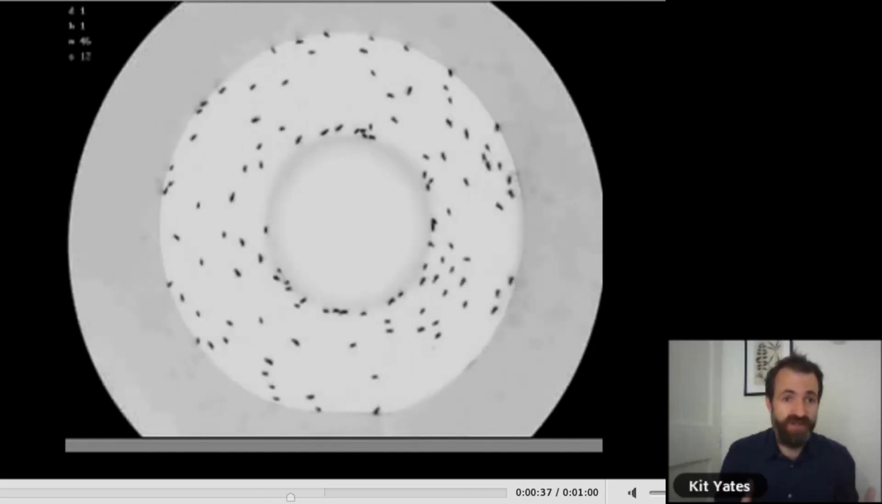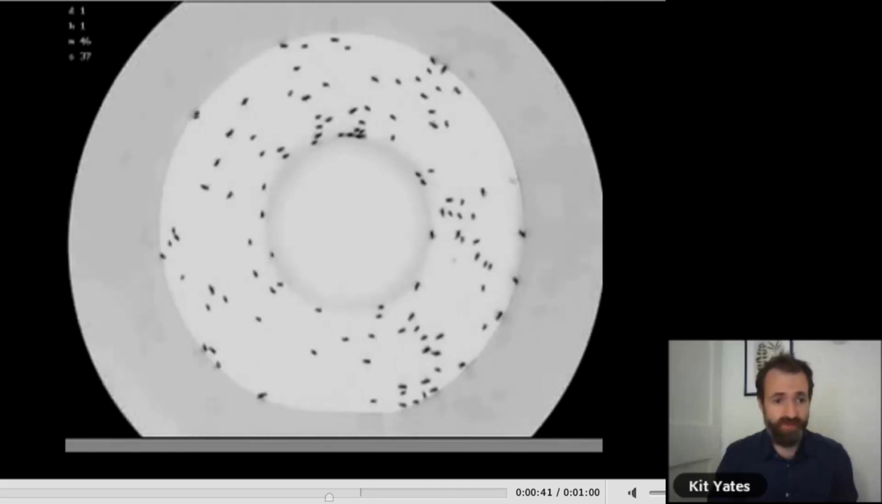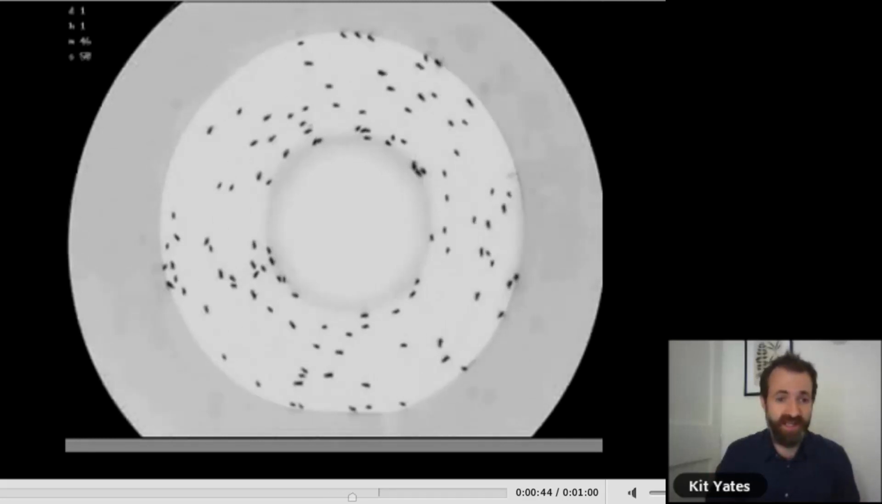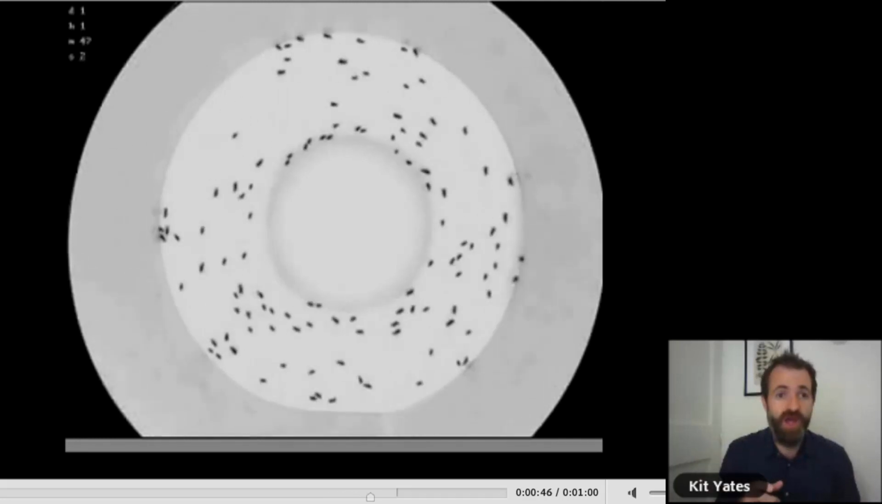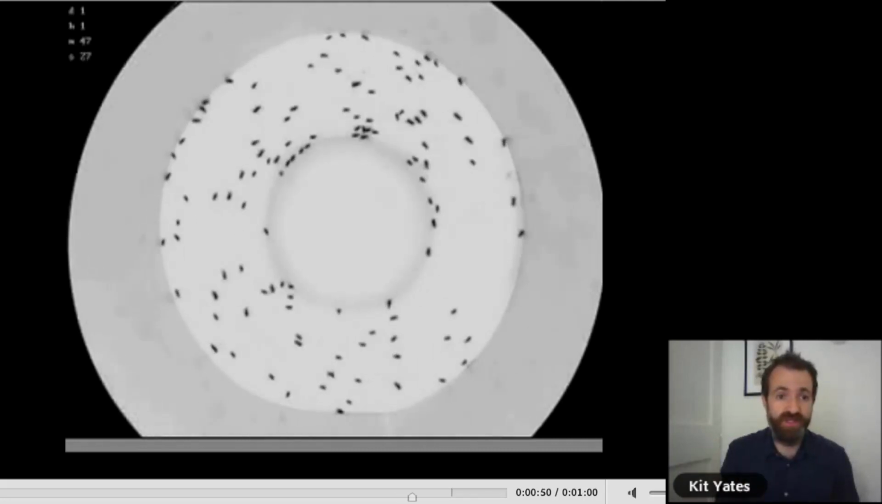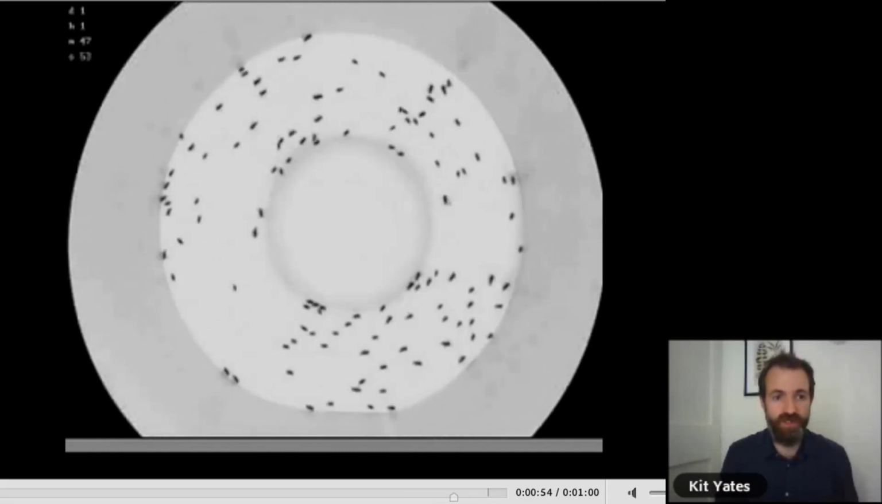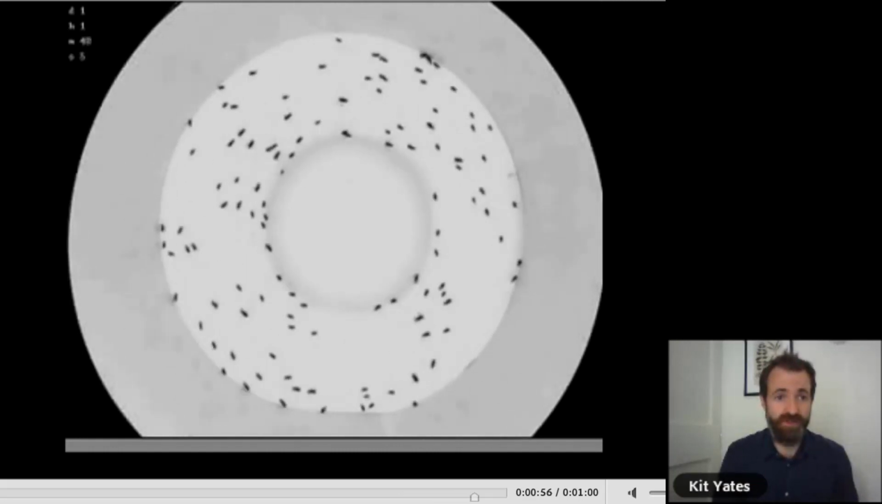When you put some intermediary number of locusts into this arena, maybe around 30 or 40 locusts, they do the same marching together around the arena, but then they actually switch directions spontaneously and they start marching in the opposite direction around the arena. So if they were going clockwise, then they go anti-clockwise, or vice versa.